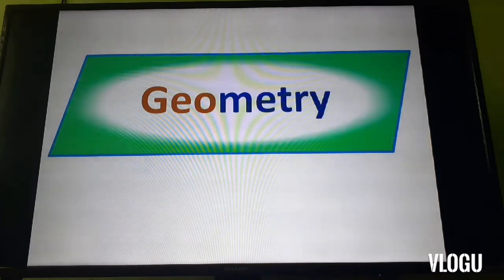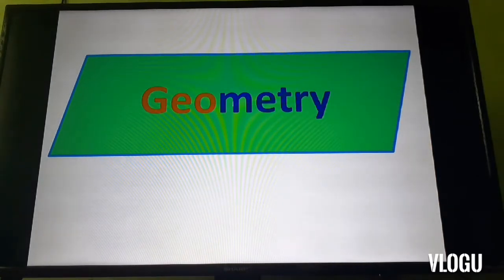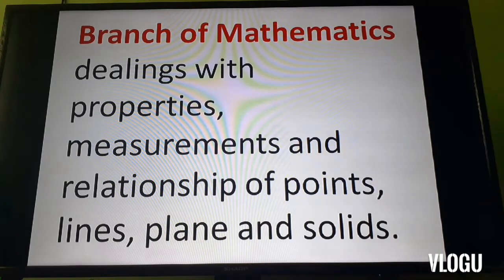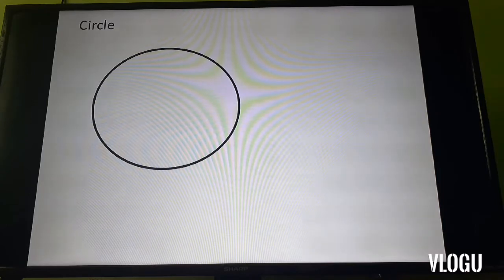We're going to study about geometry. We all know that geometry is a branch of mathematics dealing with the properties, measurements, and relationships of points, lines, planes, and solids. But at this time, we are going to focus on a particular figure that has something to do with the plane solids. At this very moment, our focus is on the parts of the circle.